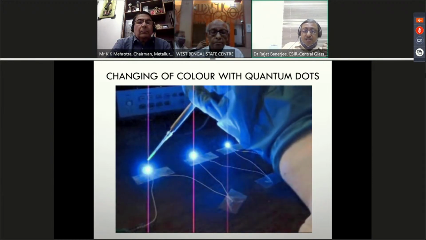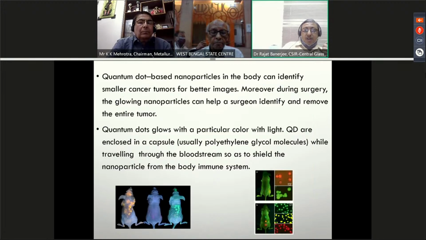Changing the color with a quantum dot. This is another video; I am not showing this one. The quantum dot-based nanoparticle in the body can identify smaller cancer tumors for better imaging. Moreover, during surgery, the glowing nanoparticle can help a surgeon identify and remove the entire tumor. Quantum dots glow with a particular color under light. The quantum dot is enclosed in a capsule, usually a polyethylene glycol molecule, while traveling through the bloodstream so as to shield the nanoparticle from the body's immune system.